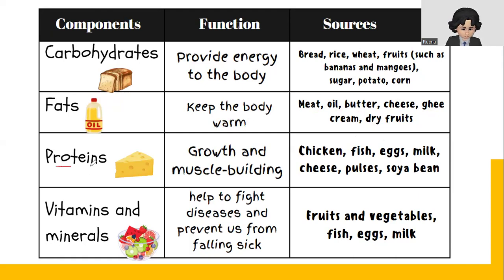Now we have proteins. What is the most important for building your body? Proteins. So proteins help you in growth. It helps in muscle building, and mostly this is used for bodybuilders who go to the gym, who want to have a good body. They have a lot of proteins. So, what are the sources? The sources are chicken, fish, eggs, milk, cheese, pulses, soya bean. You should eat soya bean, okay?